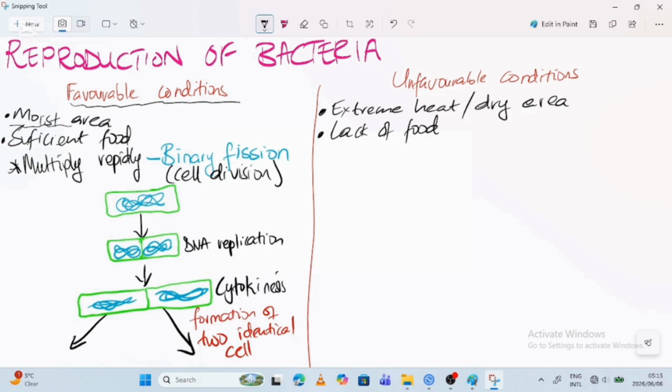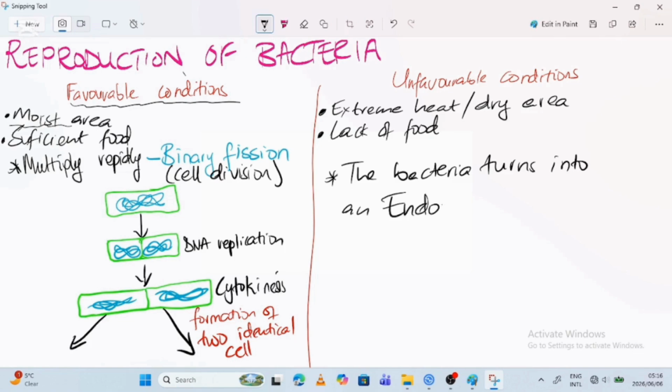So now let's go to the unfavorable conditions. In the unfavorable conditions, the bacteria experience extreme heat in dry areas, there's lack of food, right? So what happens? The bacteria turns into an endospore. What am I writing here? Endo, it's endospore.